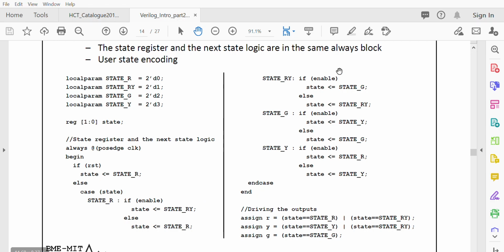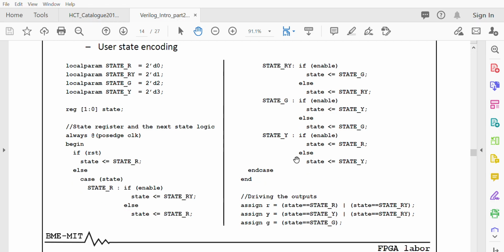So this is how we do it using the case. So here we are driving wires, right? So these will drive the colors. So assign R, the wire R, is when the state is equal to red or state is equal to red-yellow. Y is when state is equal to yellow or state is equal to red-yellow. And G is only when state equals state G.